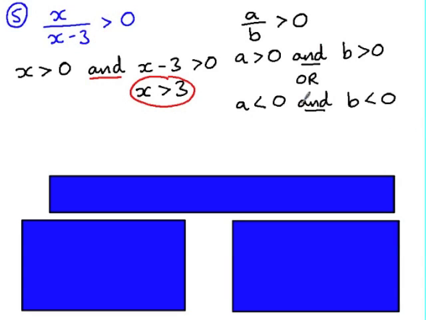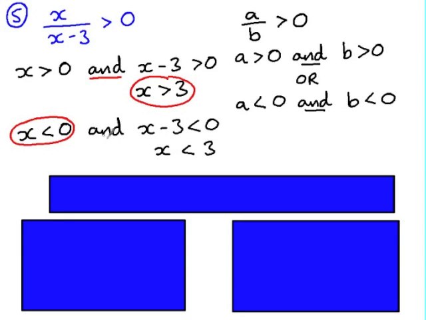Our second possibility is that both numerator and denominator are negative, which means that x is less than 0 and x is less than 3. So this time, any value of x which is less than 0 is also going to be less than 3. Now we've found our two solutions to the original inequality.